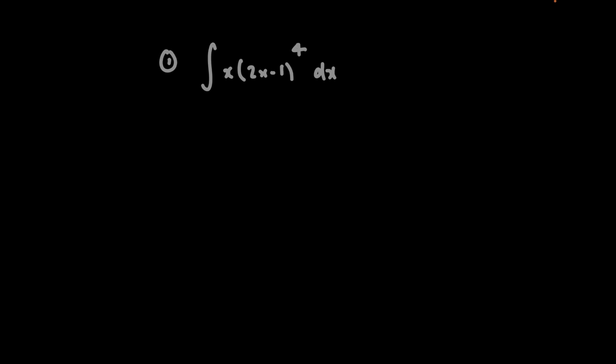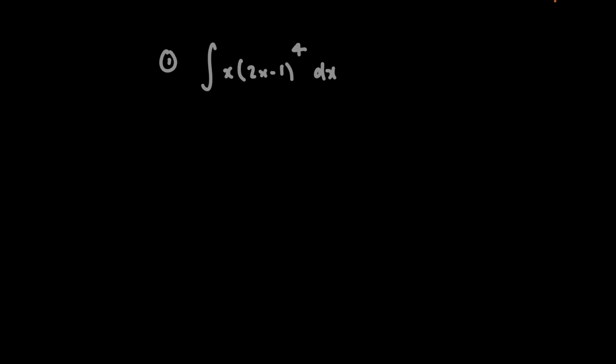Today we're going to be looking at how to integrate using U-Substitution. It's probably one of the easier ways to integrate, but if you're finding it a little tricky, this is the video for you. And the first thing we're going to look at is this integral over here, question 1. The integral of x times (2x minus 1) to the power of 4.